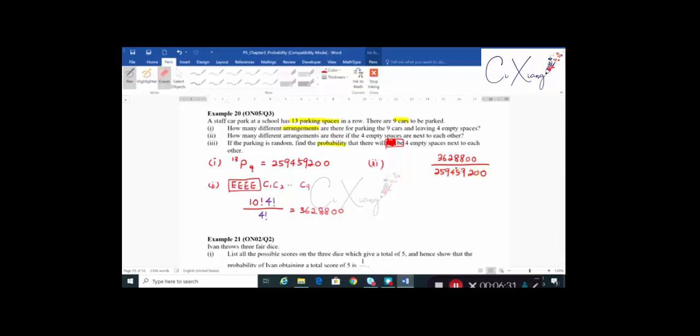And this is the probability for 4 empty spaces next to each other. But now, for this question, they are asking for there will not be 4 empty spaces next to each other. That means you need to get the grand total, which is equal to 1 in the probability, minus the probability that you get here, and you should get 0.986.